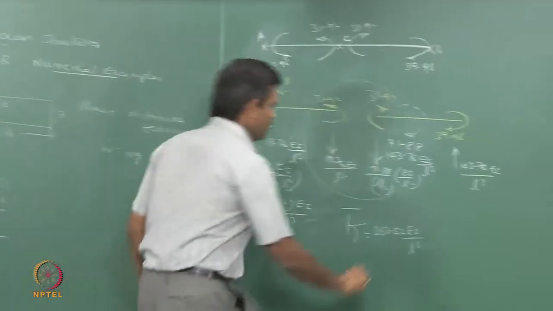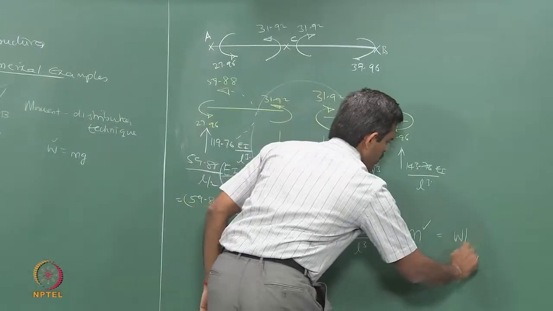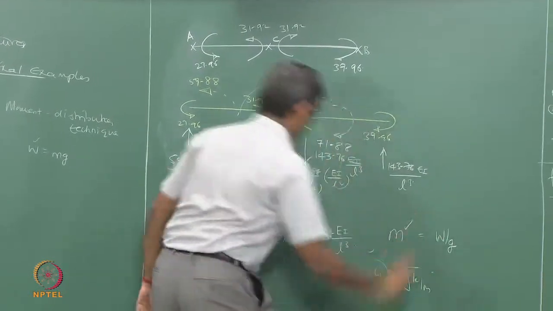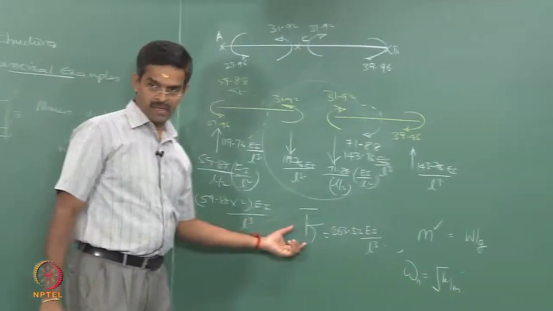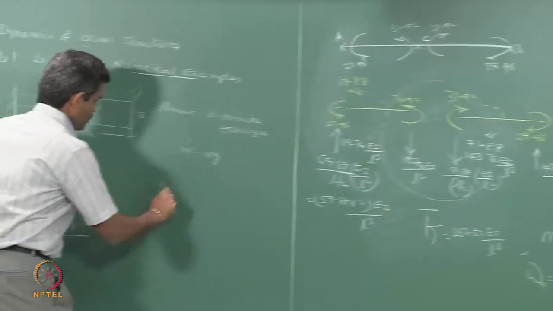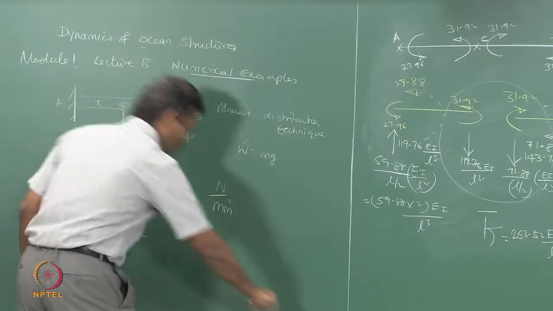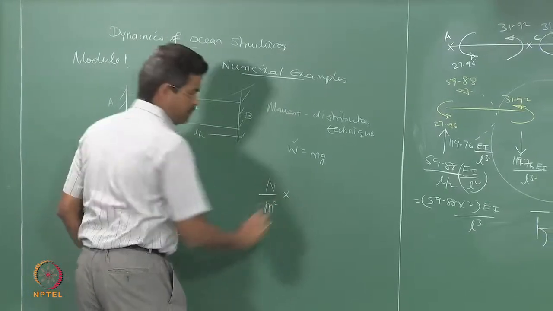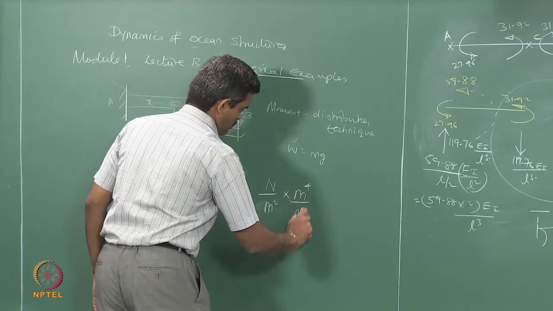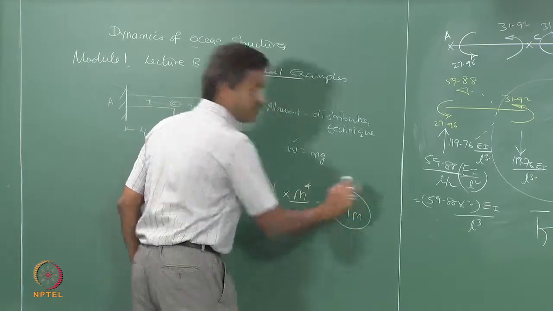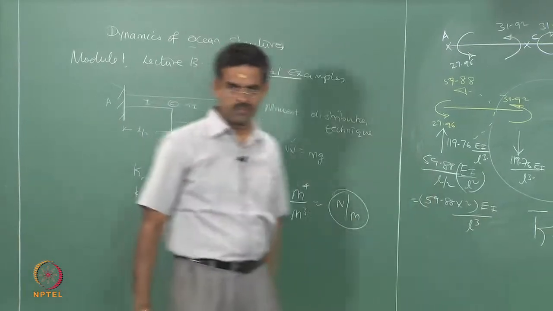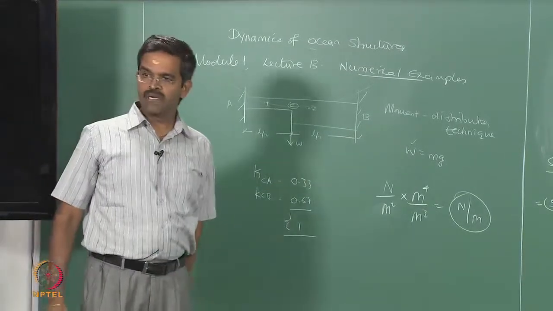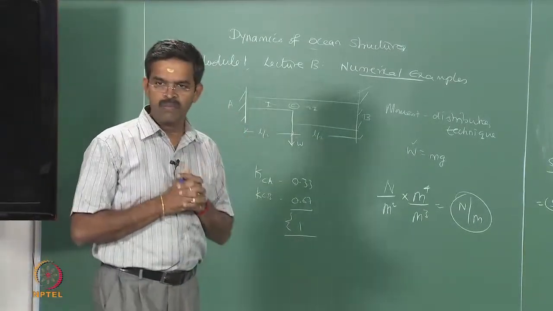So, I know M, which is nothing but W by G, I can find omega n, the square root. You can also check the units of K: EI by L cube, Newton per mm square or Newton per meter square, whatever units you want to fix. I meter to the power 4 over meter cube will automatically give you Newton per meter, which is a classical unit for stiffness. Okay. So, mass is already in kg, you will find omega in radians per second automatically, which is an equivalent stiffness for this problem. Okay.